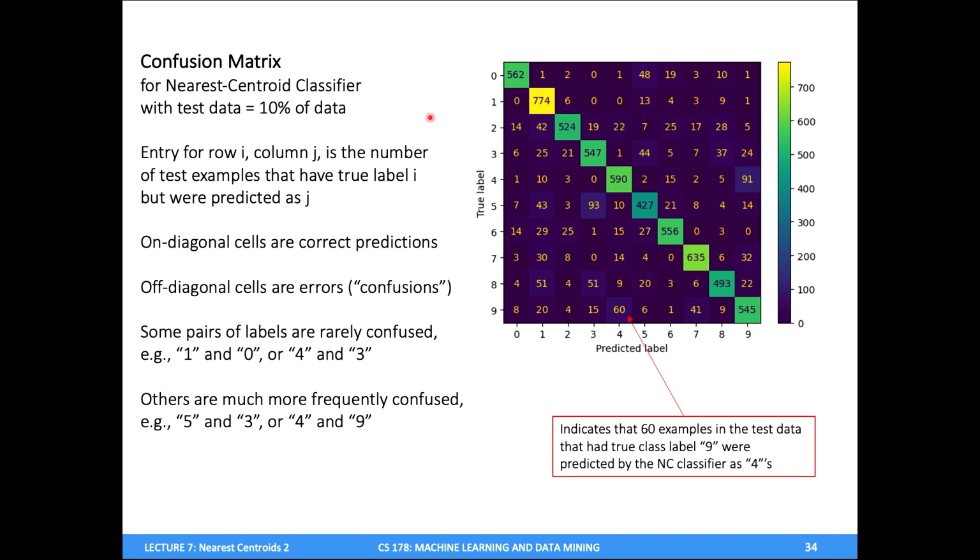So again, the idea of a confusion matrix is it gives us a really fine-grained look at the errors that my model is making. Compare this with accuracy, which is just a high-level single number that tells us overall how good our model is doing.